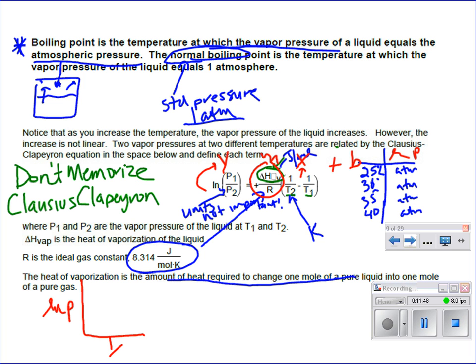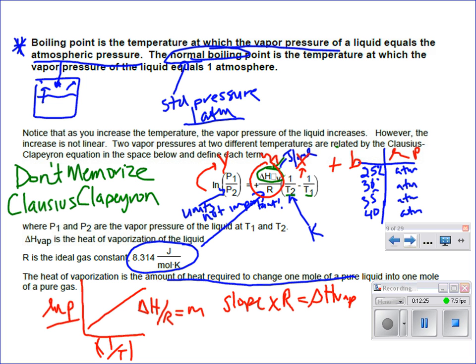1 over temperature. When we plot, and this I want you to know by heart, if I give you that equation, I want you to know what you would have to plot to linearize it. If we were to plot that and we get a slope, our slope is equal to what? Delta H over R. So how would I solve for heat of vaporization? Multiply what by R? The slope by R. So if we multiply the slope times R, that's going to equal the heat of vaporization.